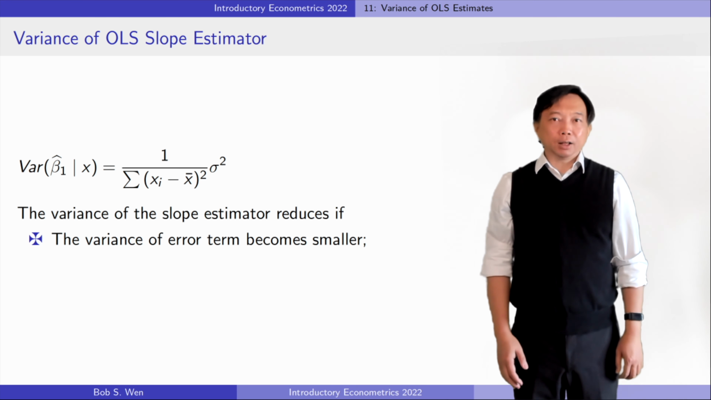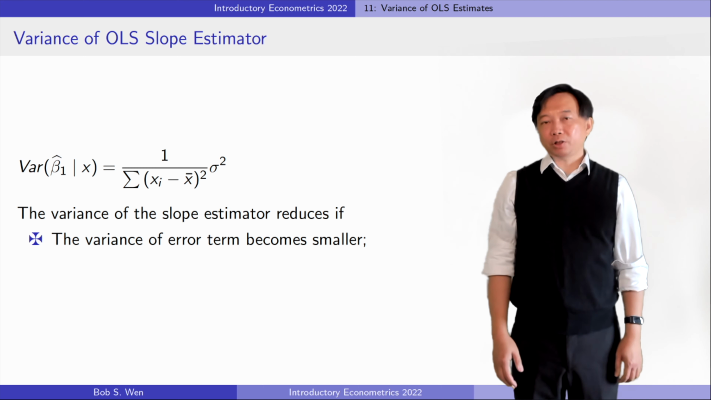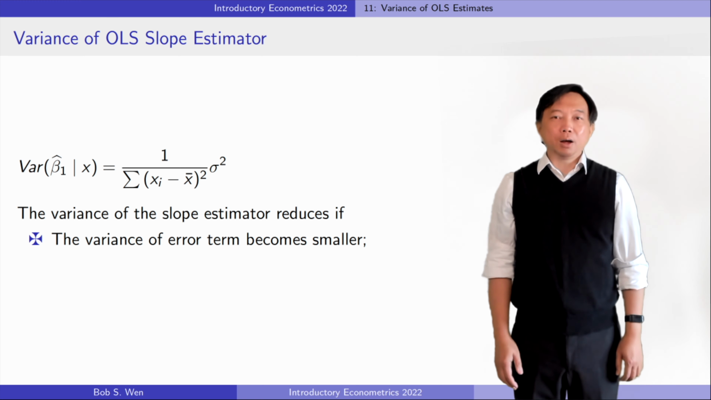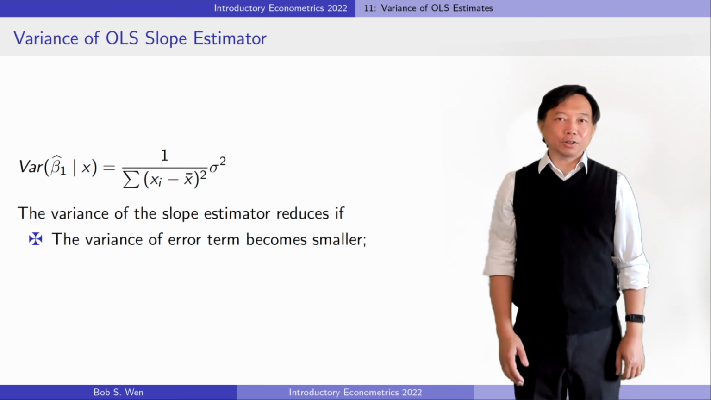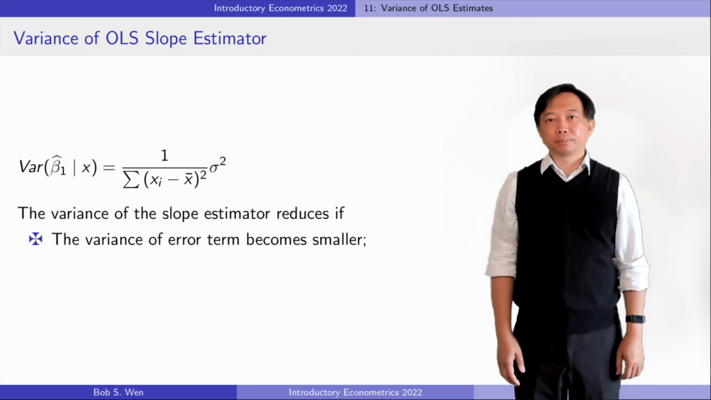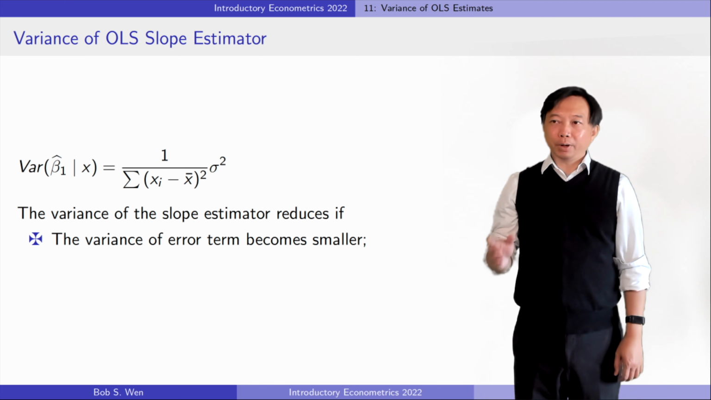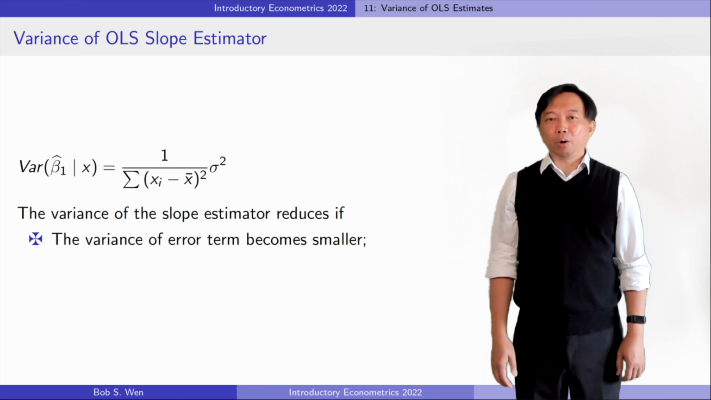Now, let's consider the factors that affect the variance of the OLS estimators. We are interested in the slope estimate because it usually represents the causal effect of the explanatory variable on the outcome variable. For the slope estimate, its variance depends on two things: the error variance sigma squared and the total sum of squares of the explanatory variable x.